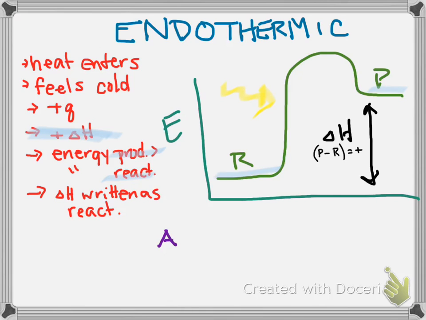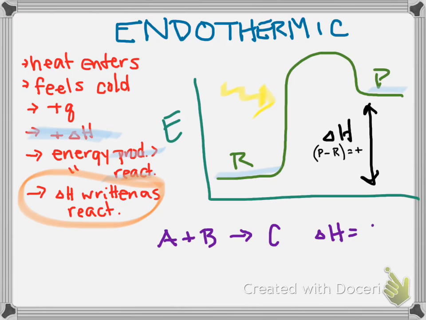Last thing that you need to be able to know is we're going to address what is on the bottom here. This part right here, that delta H is written as a reactant. One way we can write a reaction is like this. So if I have, let's say, A plus B yields C, and my delta H is positive 50 kilojoules. The fact that it's a positive there tells me that this is endothermic.